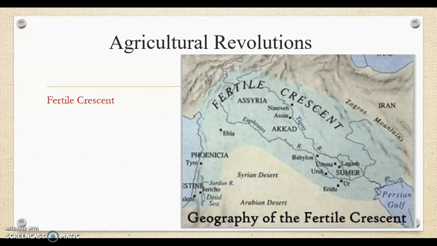When we look at where our first agricultural revolution took place, we find the Fertile Crescent. This area, what is today Iraq, parts of Iran, parts of Syria, parts of Turkey, is where we start to find our first farming. Along with this farming, we also saw the advent of language.